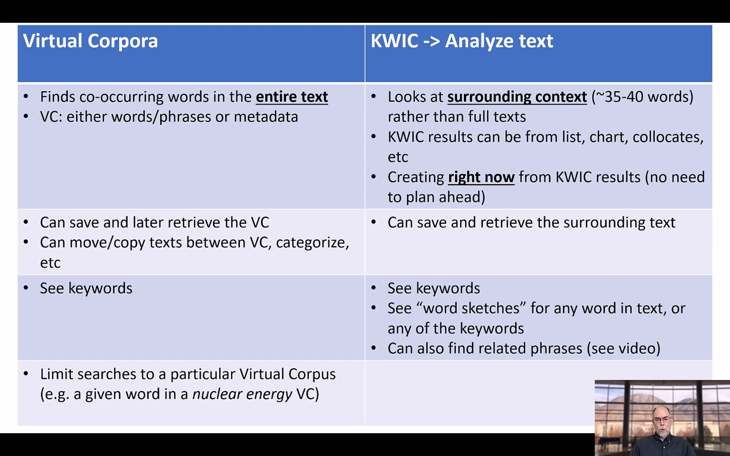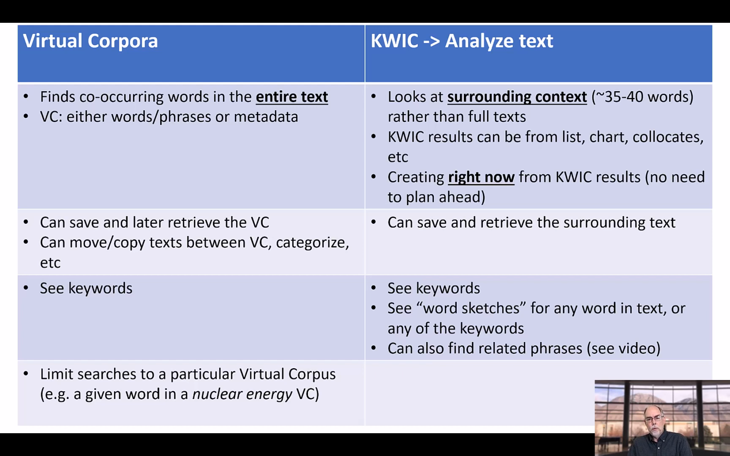With virtual corpora, we can see keywords in the virtual corpora. And perhaps most importantly, we can limit subsequent searches to a particular virtual corpus. So for example, if we create a virtual corpus based on the phrase nuclear energy, then we can come back later and search for collocates or strings or whatever within that virtual corpus.